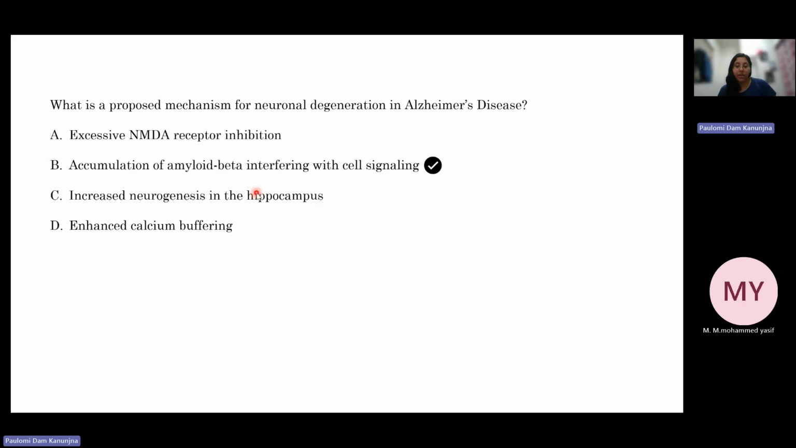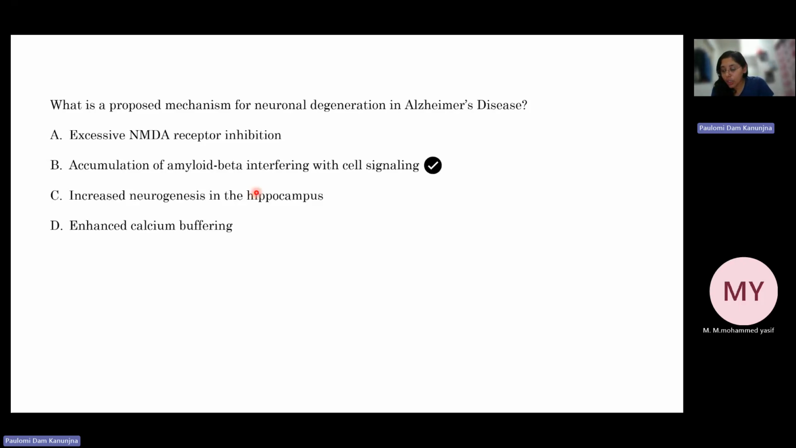This was extracellular. We also discussed intracellular, where you have tau protein accumulation. They are inside the cell. From the outside, they are not able to interact because it's a plaque formation. Inside, you have these tau proteins getting accumulated, and it is affecting the cytoskeleton of the cell. So the cell structure is getting affected and the neurons start to degenerate, right? So remember it like that.